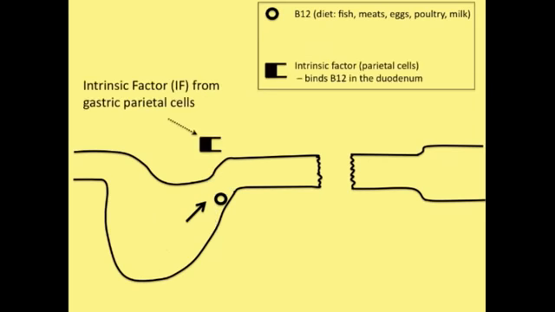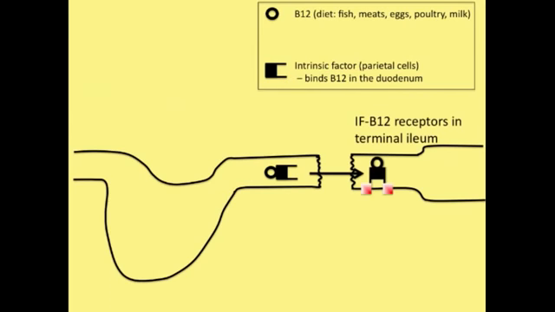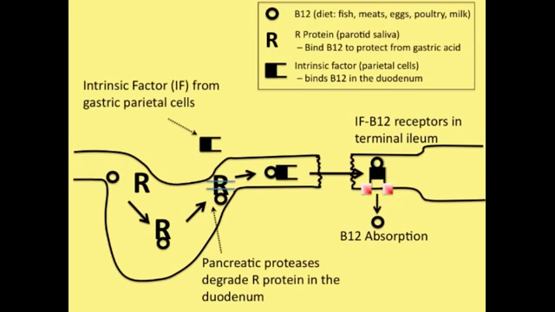And the two, the B12 and the intrinsic factor complex, travels down the duodenum, the jejunum, until they get to the terminal ileum, where they are uptaken by B12-IF receptors. And B12 is released into the systemic system. Well, actually, the portal system first, right? And that's basically it. That's the entire pathway of B12 absorption.